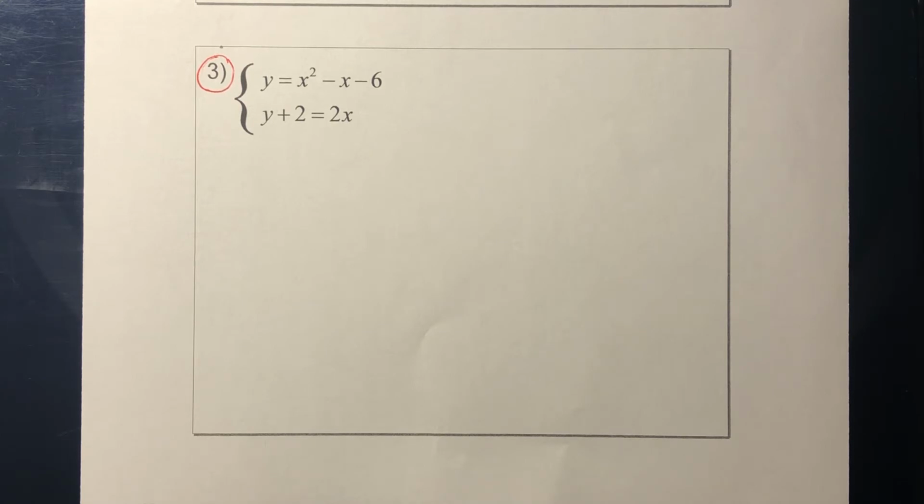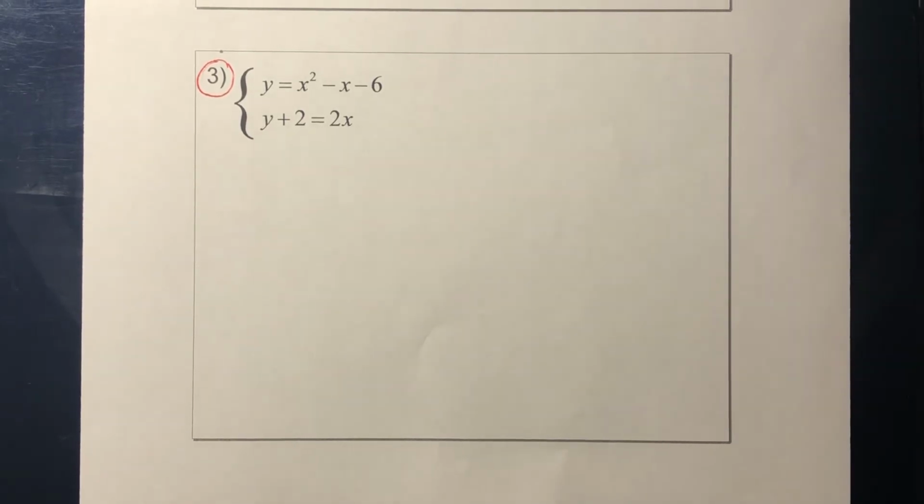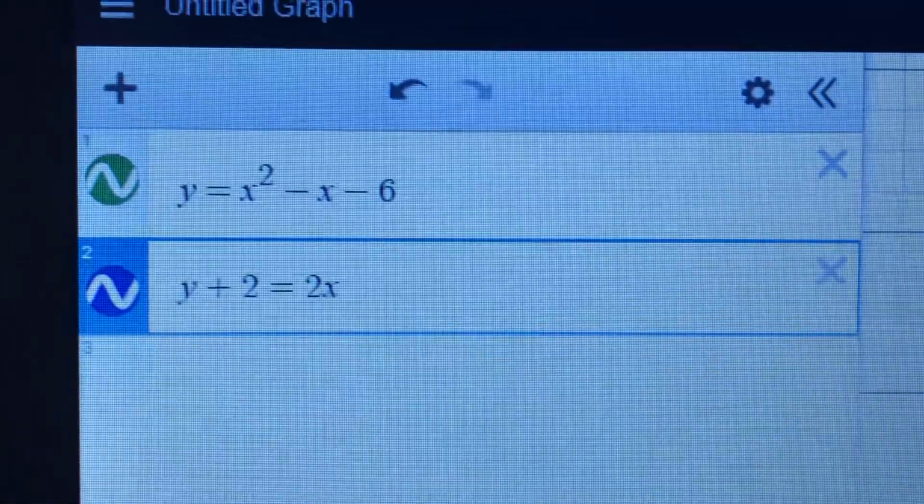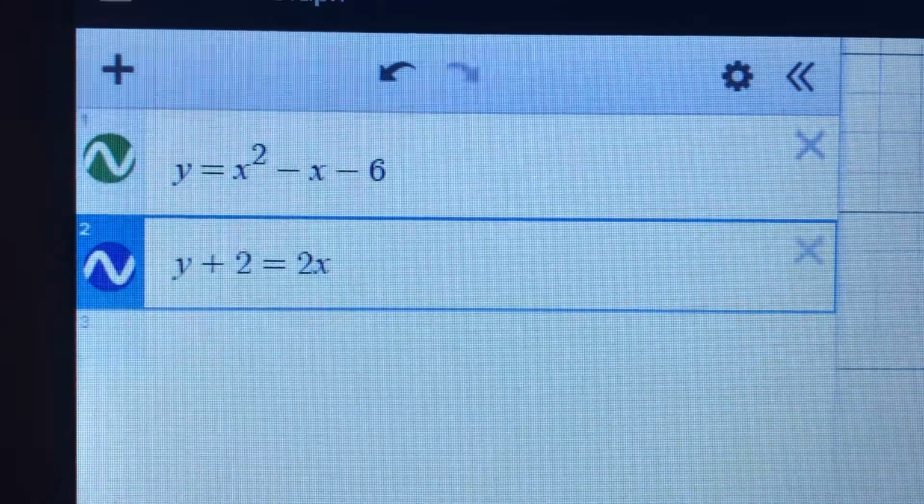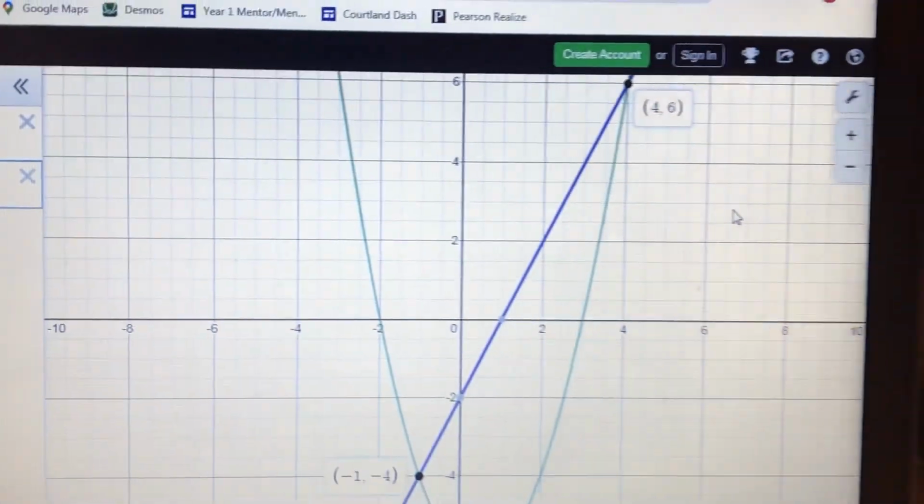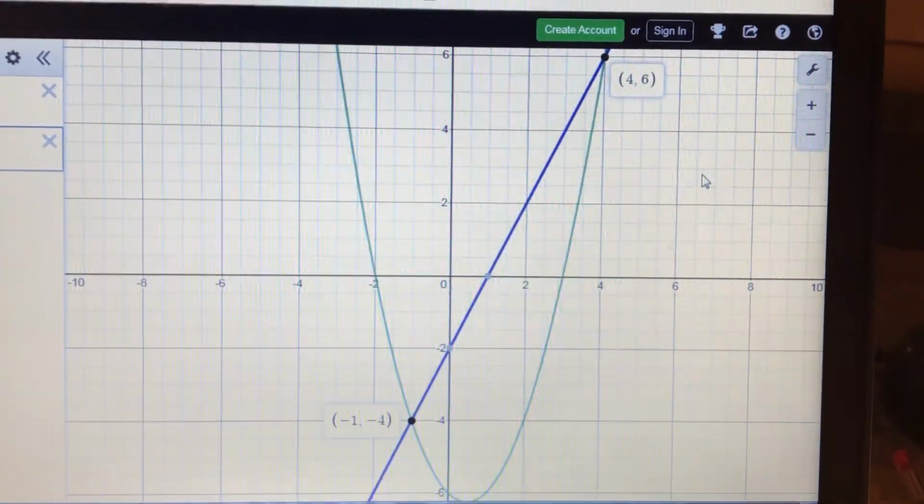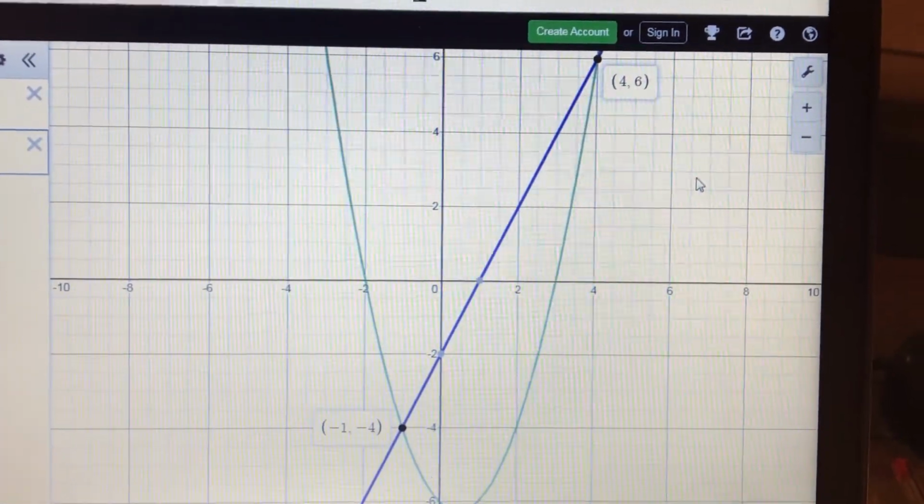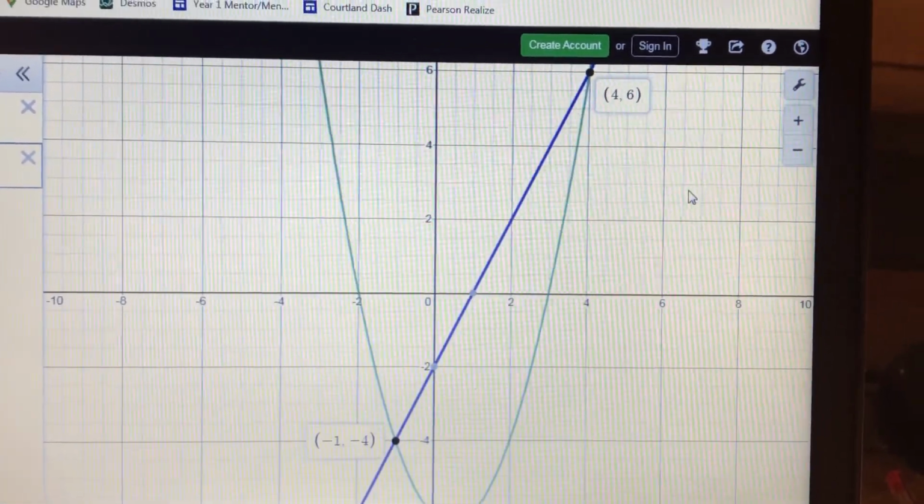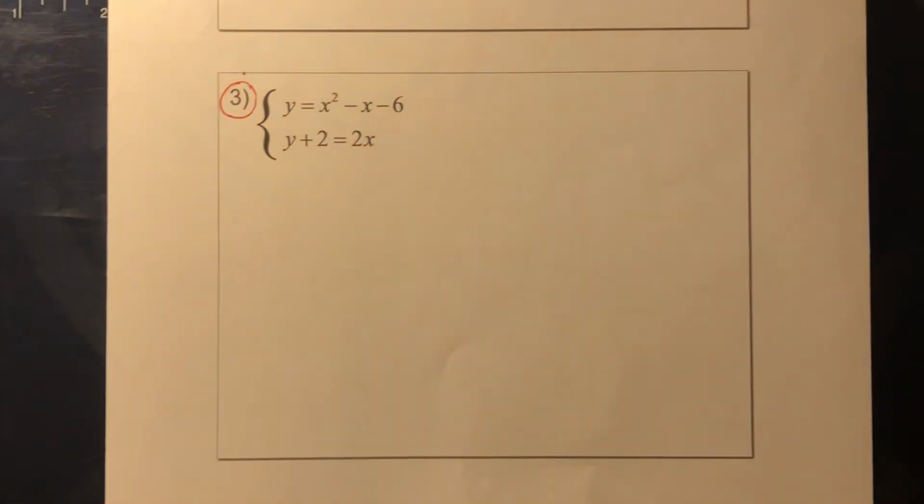All right, so Desmos is nice. We don't have to get the y by itself. We simply plug in that first equation and plug in the second equation. Let me bring it over here to my screen. So we just plug in those two equations. Okay, and if I zoom back, you can see our two solutions, 4, 6 and -1, -4. Okay, so Desmos comes in super handy.